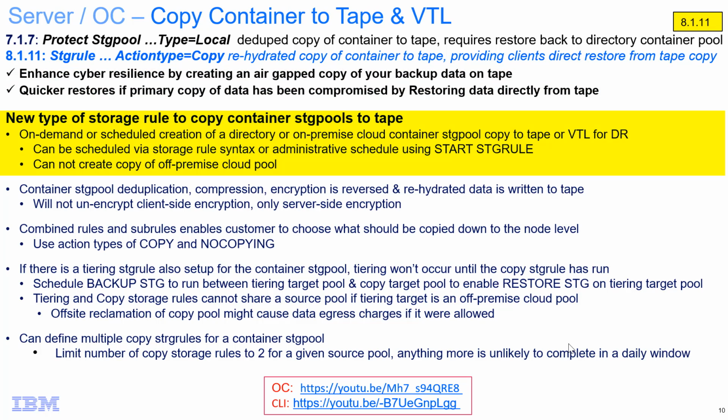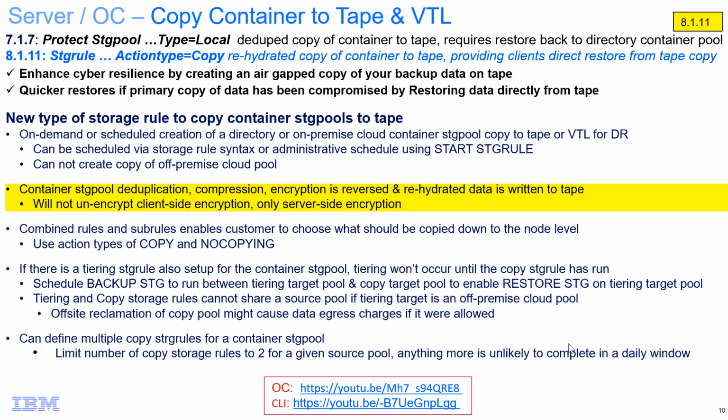This new type of storage rule, if you remember, storage rules are used for things like tiering. And so this new storage rule will allow for the on-demand or scheduled creation of a directory or on-premise cloud container storage pool out to tape or VTL. It can be scheduled via the storage rule syntax, or you could kick it off immediately with the start storage rule on-demand type of scenario. This will not work for an off-premise cloud pool. This is only for directory or on-premise container storage pools.